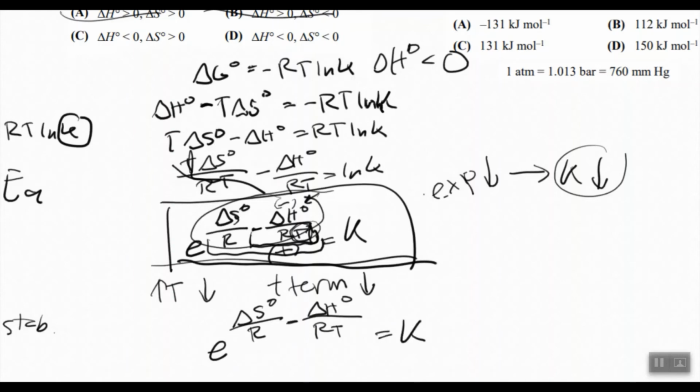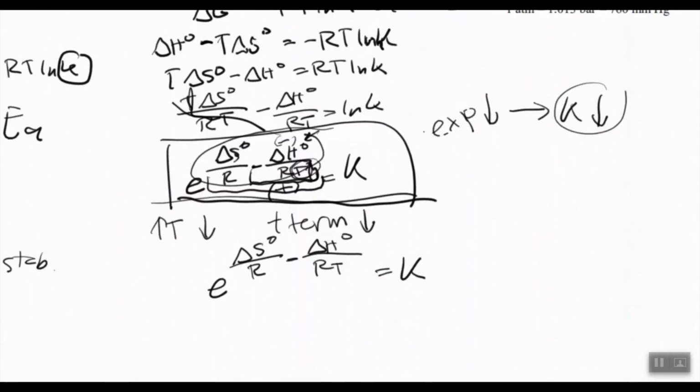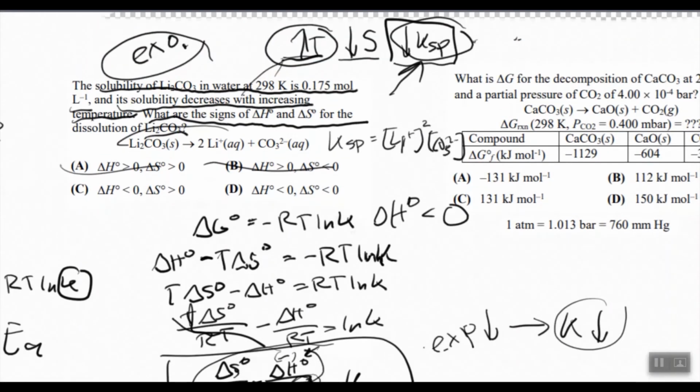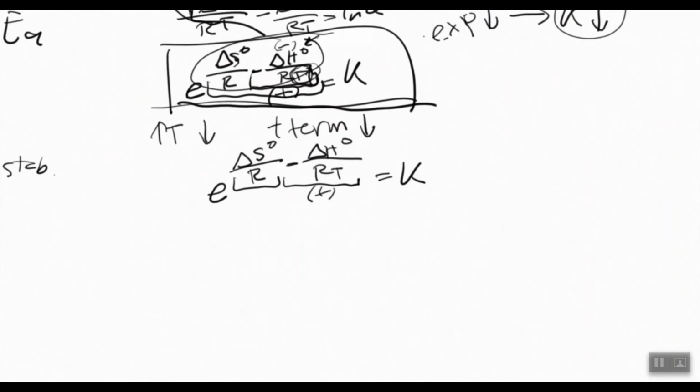We can see that this term over here is actually going to be a positive term. All right. Now, we have to figure out whether this is positive or negative. So why not solve for K? They give us the solubility of lithium carbonate. Let's make an ice chart.